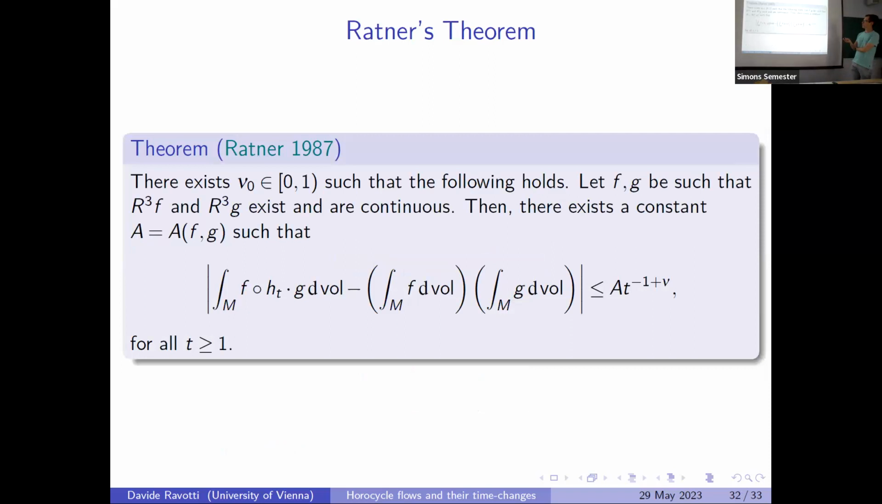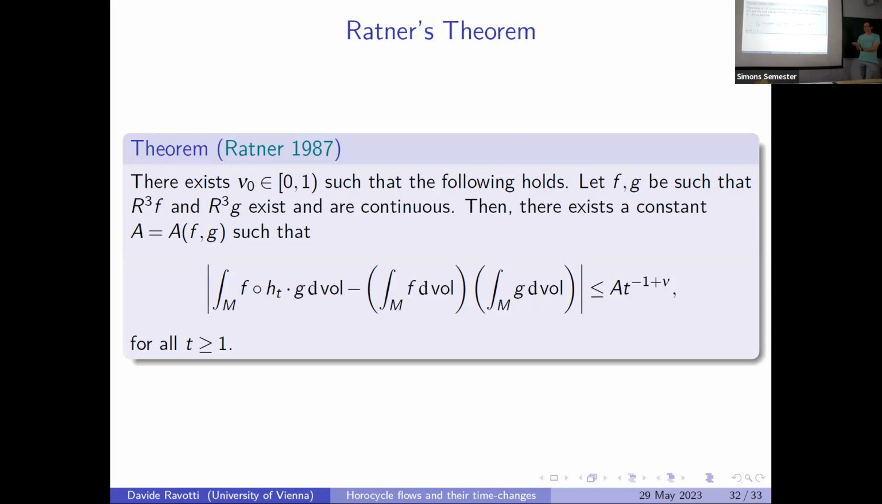There exists some mu0 such that for any f and g that are sufficiently smooth, and in this case, what do I need? I just need that the third derivative in the direction R of both f and g exists and is continuous. And you can even weaken these assumptions a bit more, but I don't want to discuss it. So there is some constant such that the correlations for the Horocycle flow decay polynomially, where the power is t to the -1 plus nu for all positive.